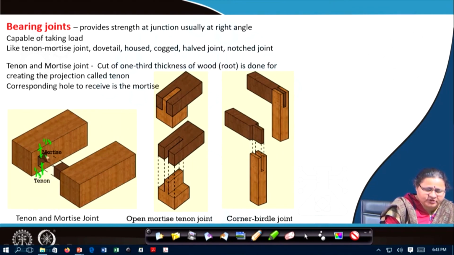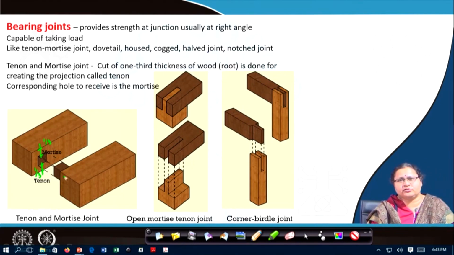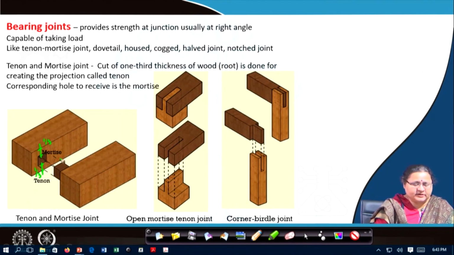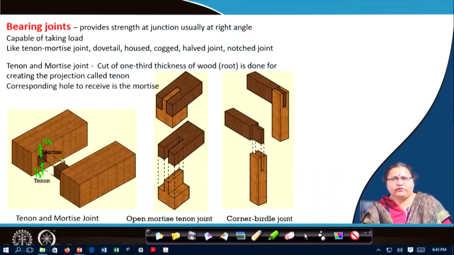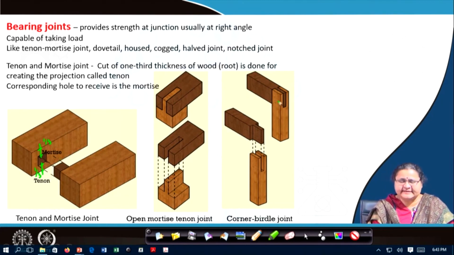So, this tenon is also similarly made with the extra piece of wood, and that can go and sit together to form the tenon mortise joint. Now, this can happen in right angles, as you can see. This is kind of open mortise tenon joint, this is corner joint, but the principle remains the same. It is open tenon and mortise joint.